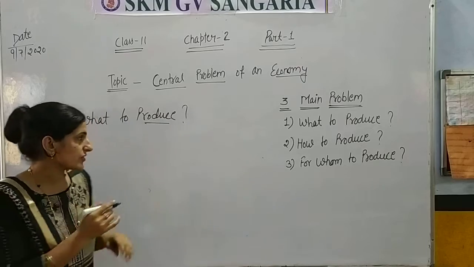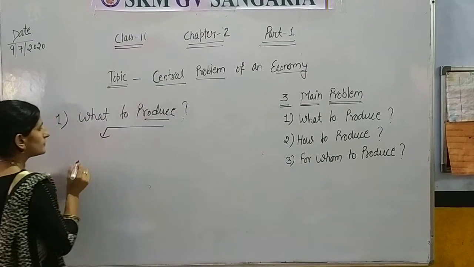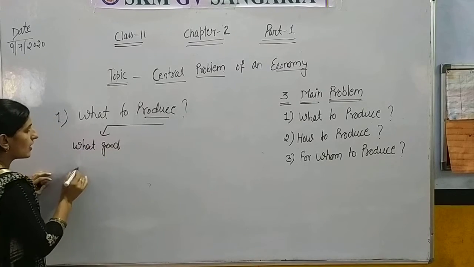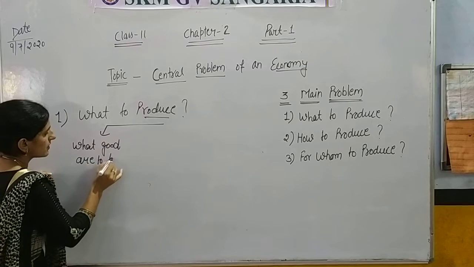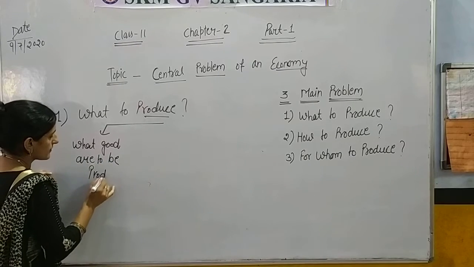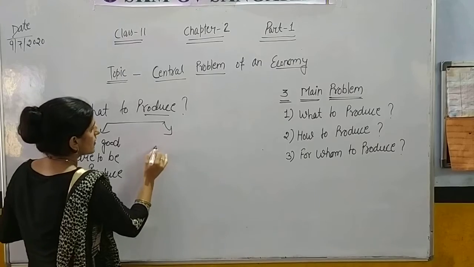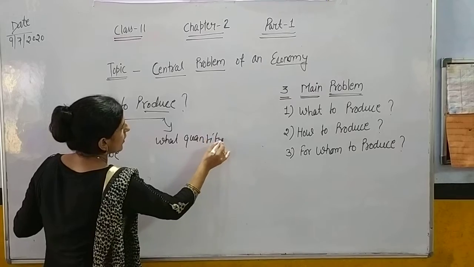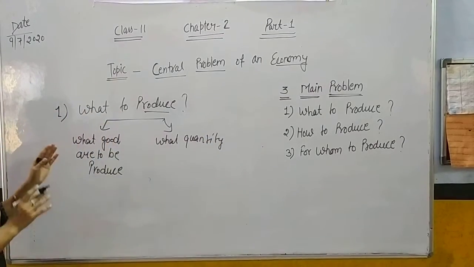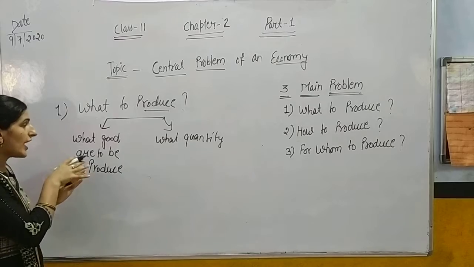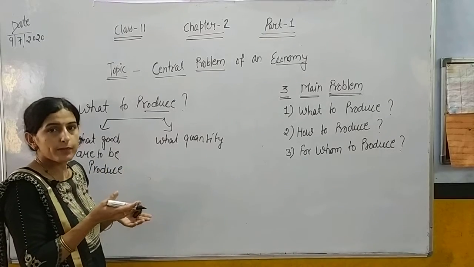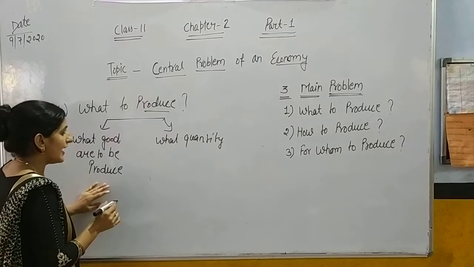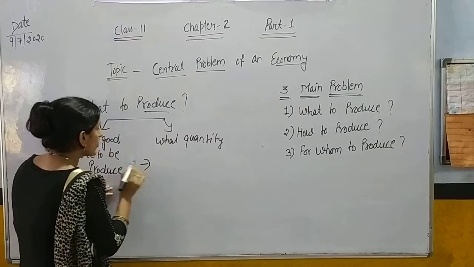It has two dimensions. Means what goods are to be produced. The second, what quantity. So if what to produce, then what goods are to be produced and what quantity is to be produced. What goods, for example, economics is the problem of what goods are to be produced.